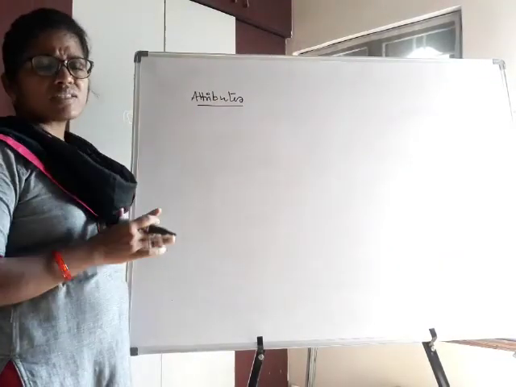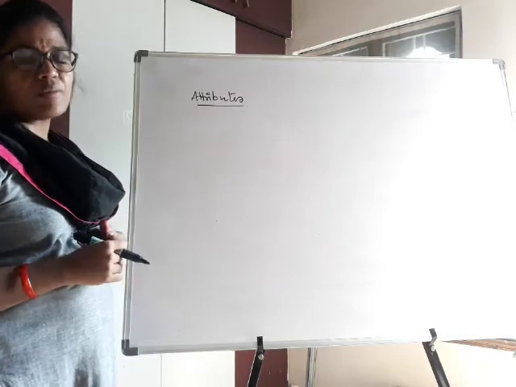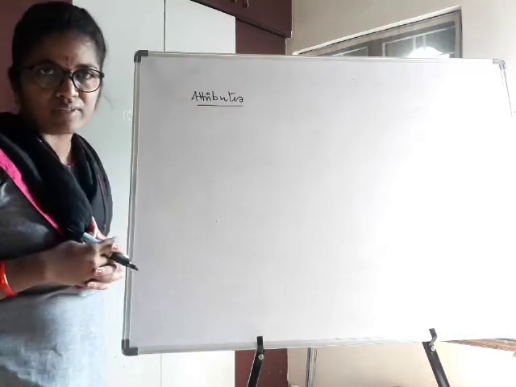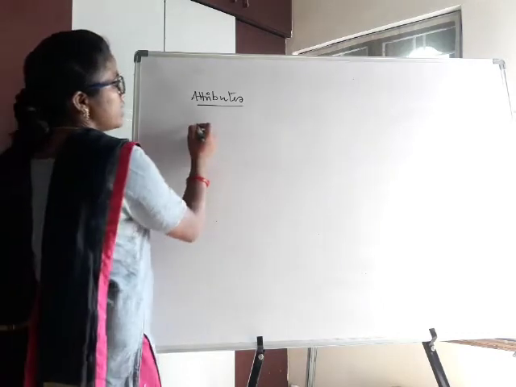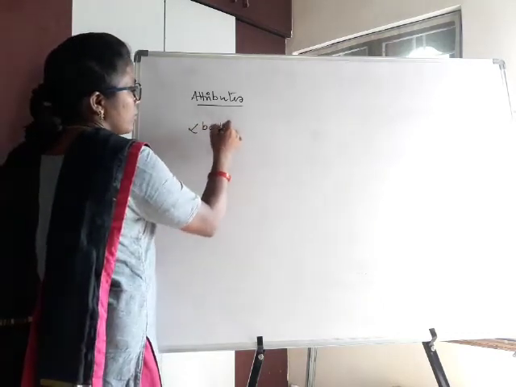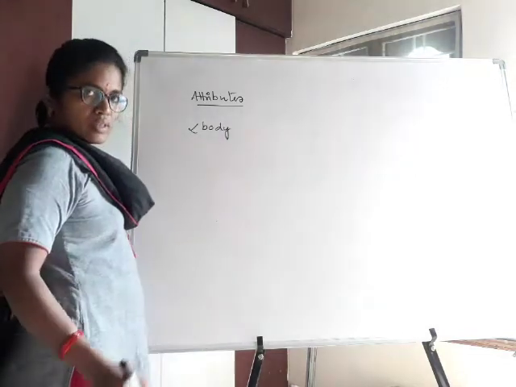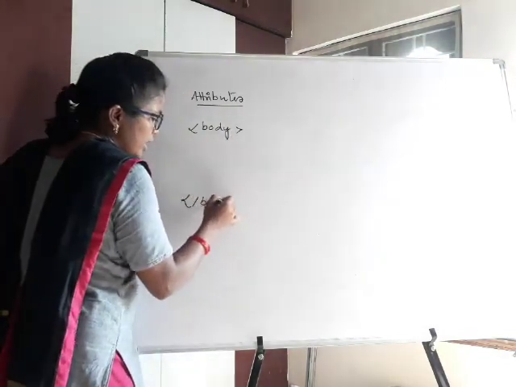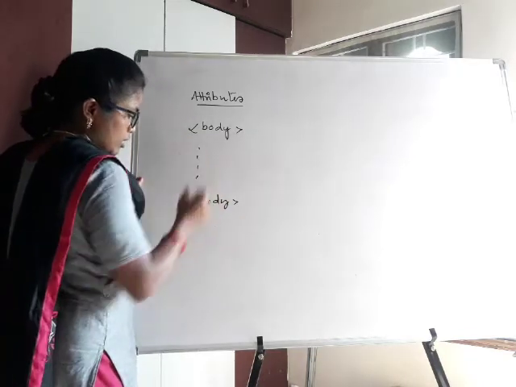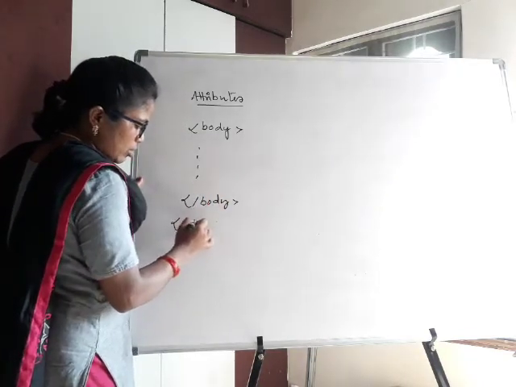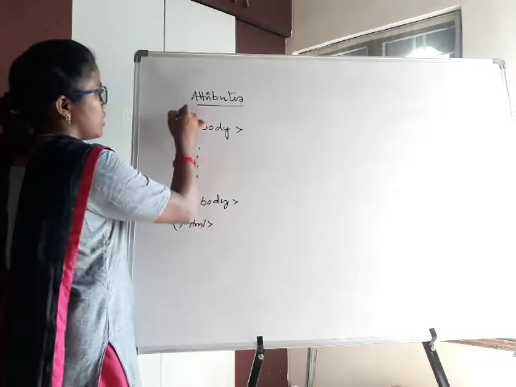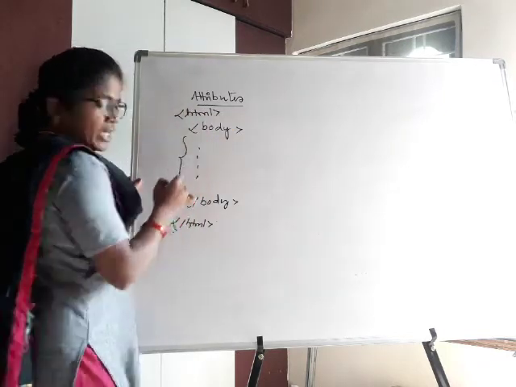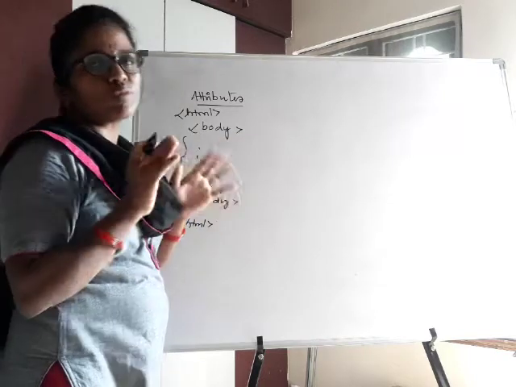So next I want to tell you about attributes. Attributes are nothing but the properties which we give for the tags which are already available. I want to tell you first for body. What is this tag used for? Whatever we write inside the body, and it is always enclosed in HTML, that will be printed onto the screen.